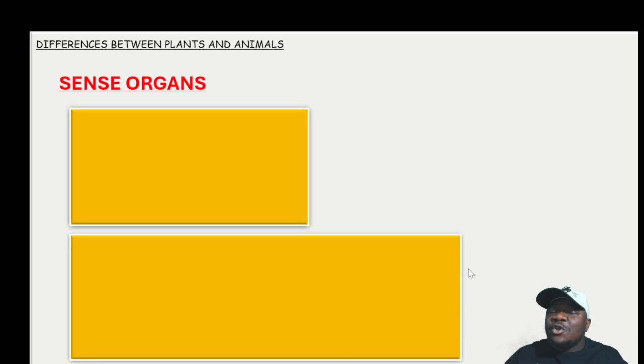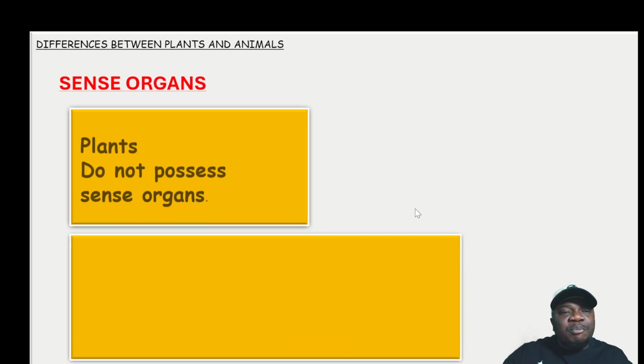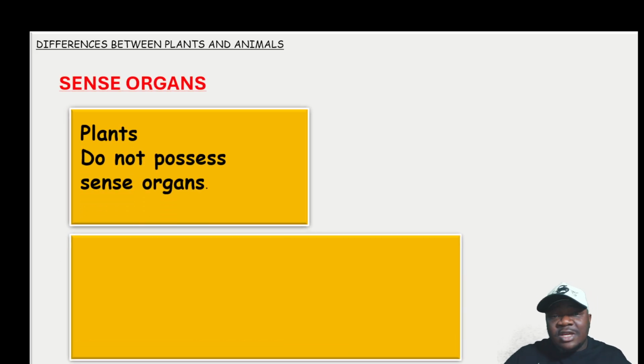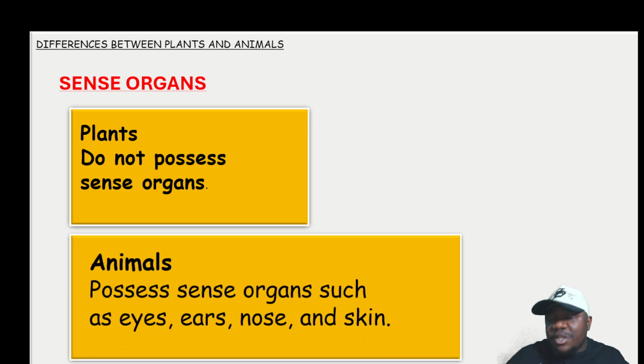Okay, so sense organs. Plants do not possess sense organs, but we human beings have different sense organs. You have the eyes, the ears, the nose, and the skin. These are special sense organs that are found in animals.